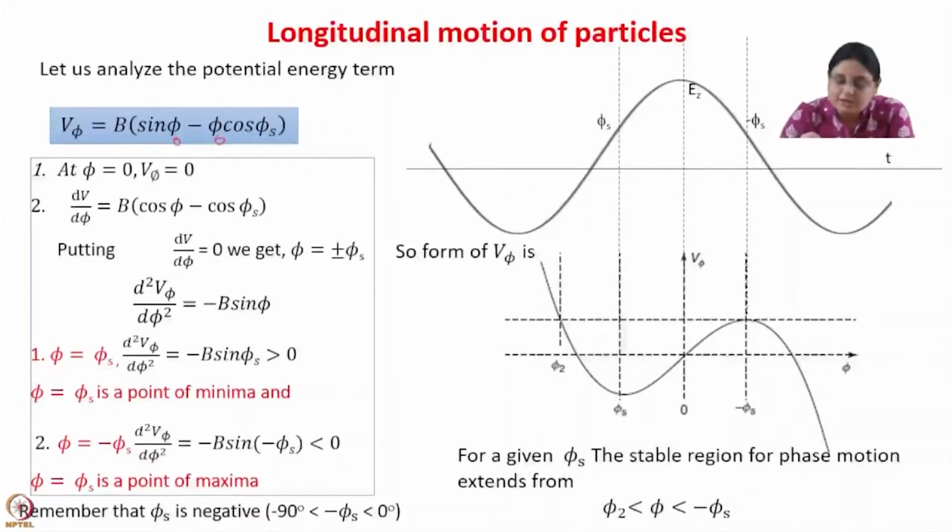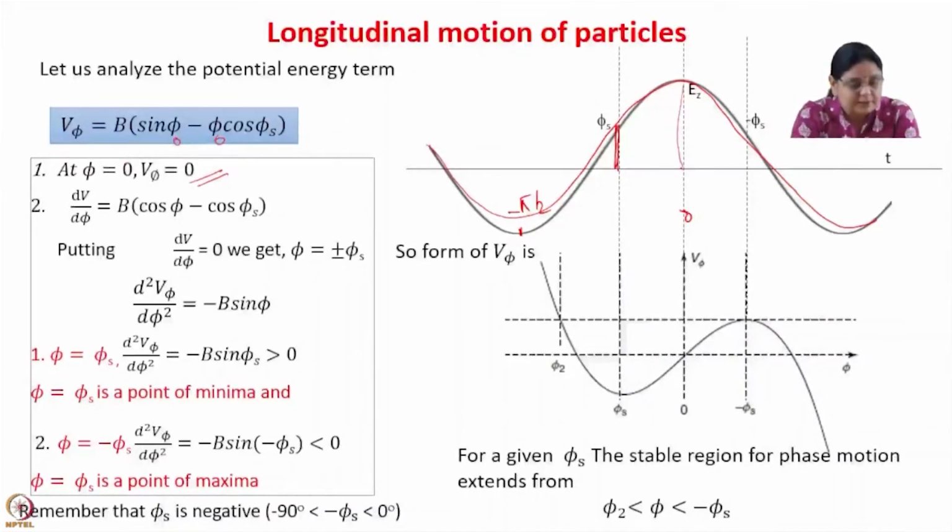At phi equal to 0, this goes to 0 and this goes to 0, so V(phi) is equal to 0. Here this is the E_z field. This is the synchronous phase. The synchronous phase has to lie between 0 and minus pi by 2. So this is the synchronous phase chosen between minus pi by 2 and 0. If we take phi equal to 0, V(phi) comes out to be 0.